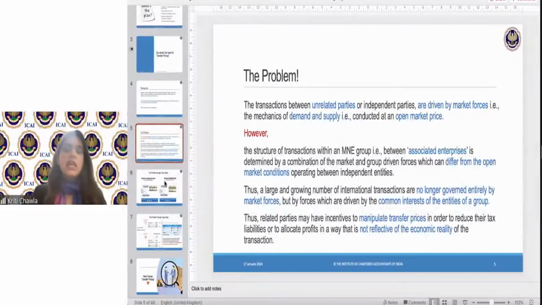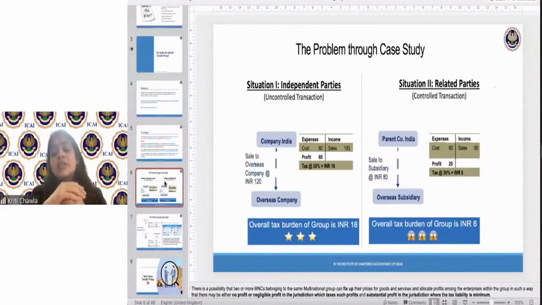Okay, great. So now the problem is that when related parties transact, they are not transacting at the open market price, or at mechanics which operate out of demand and supply in the market. This is the problem that I'm going to define using this particular case study. Well, let's look at situation 1 in this case study.